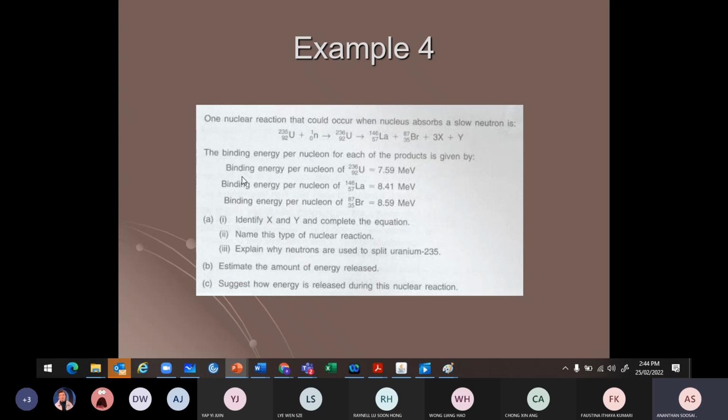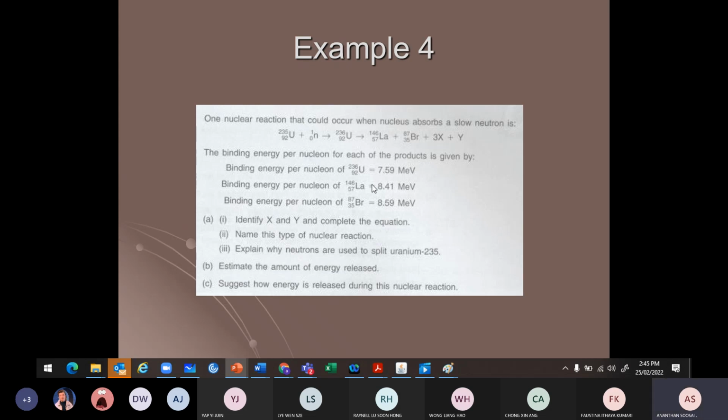The uranium binding energy per nucleon is found to be 7.59. The binding energy for La, one of the daughter nuclei, is found to be 8.41 MeV. Of course, greater binding energy per nucleon means more stable. The product is more stable, right? When energy is released, it is a naturally occurring process. Binding energy per nucleon for bromine, Br, is found to be 8.59. This is binding energy per nucleon.